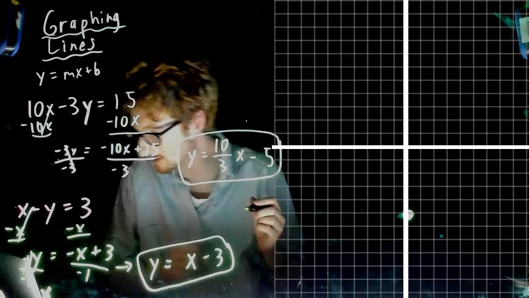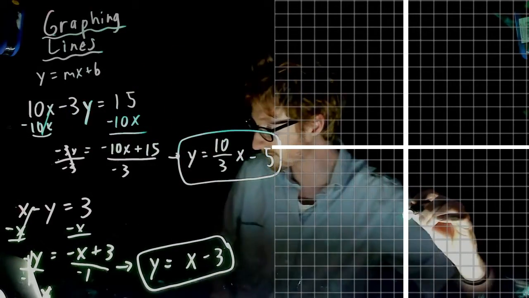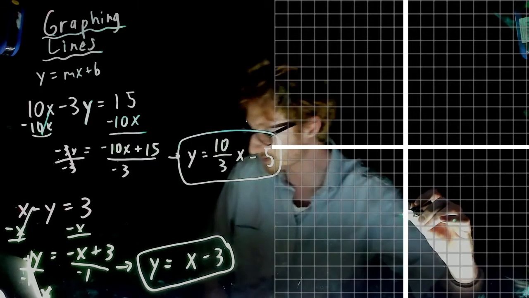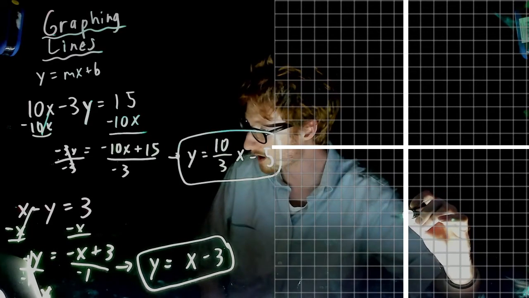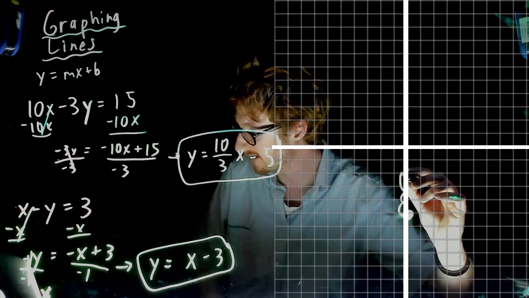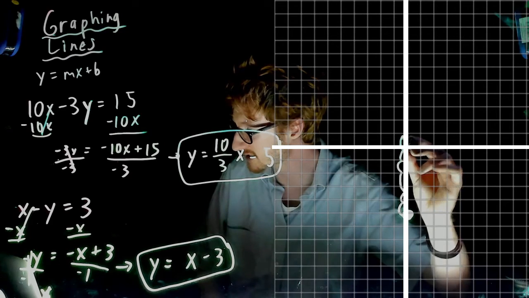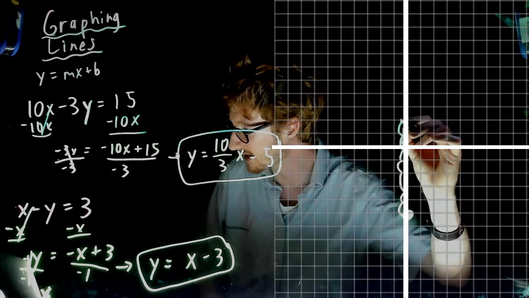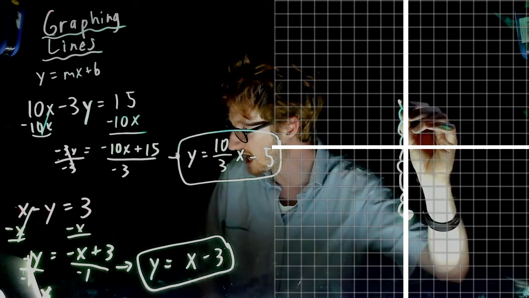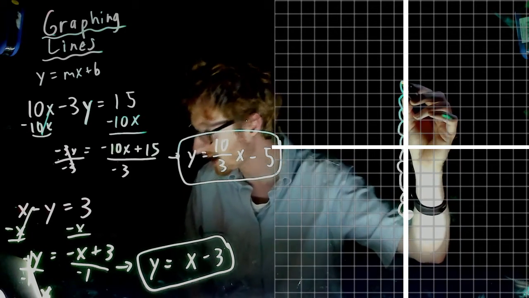Now, how do we figure out the slope? Remember I said it's up 10, right 3. So let's go up 10. It's going to be a bit of a hefty thing to write down, so let's be patient with it, okay? So starting right here. 1, 2, 3, 4, 5, 6, 7, 8, 9, 10. Okay. Whew. And then right 3.